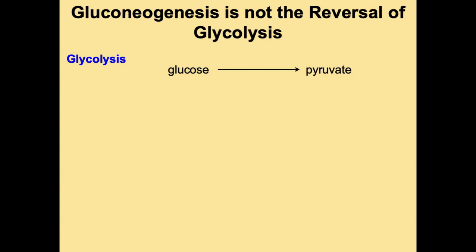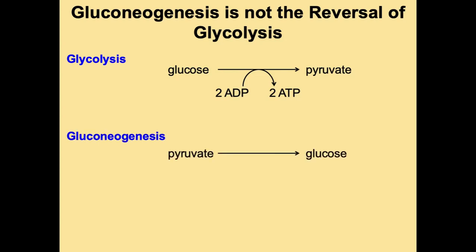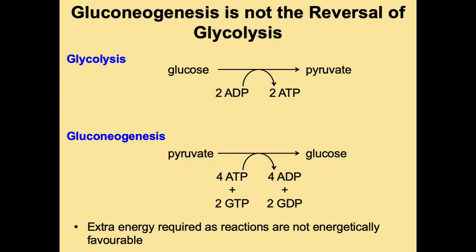Glycolysis is the conversion of glucose to pyruvate. This process generates ATP, whereas gluconeogenesis is the conversion of pyruvate to glucose, but this process requires 4 molecules of ATP and 2 molecules of GTP. So you can see that gluconeogenesis requires more energy than is generated by glycolysis. And some of these reactions are not energetically favorable, and this is why gluconeogenesis requires the extra energy.